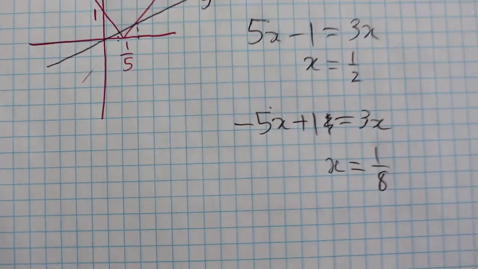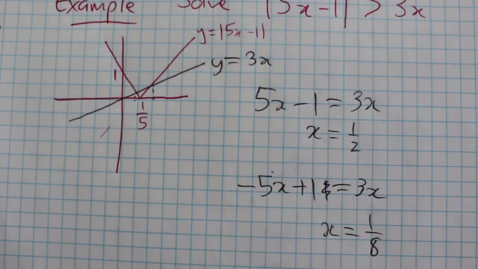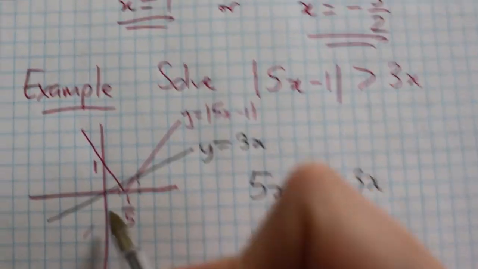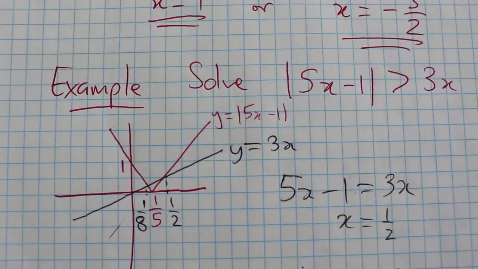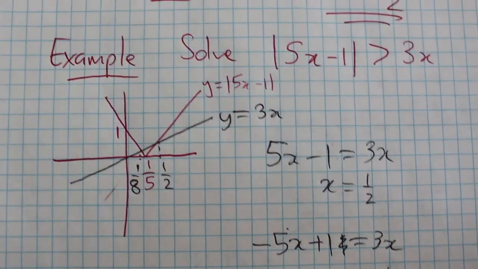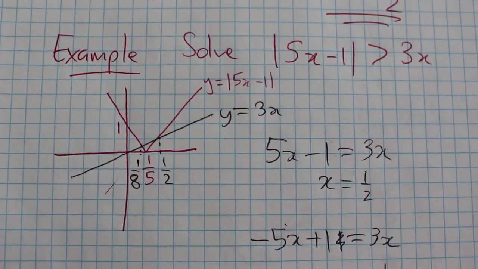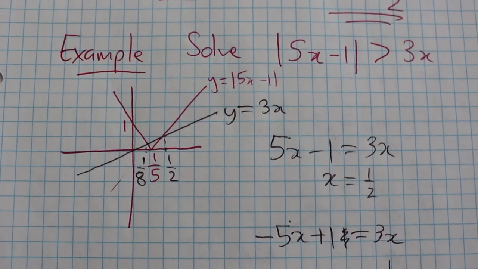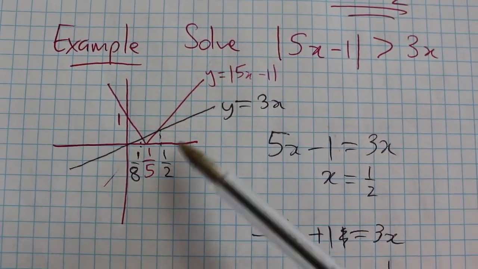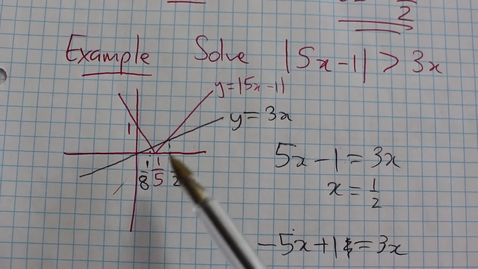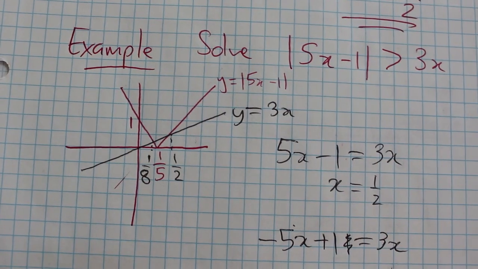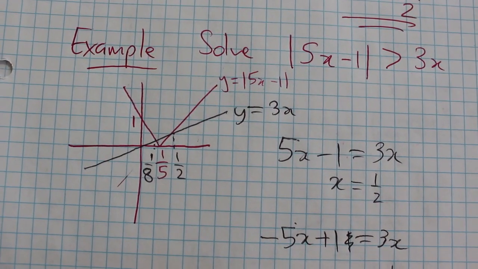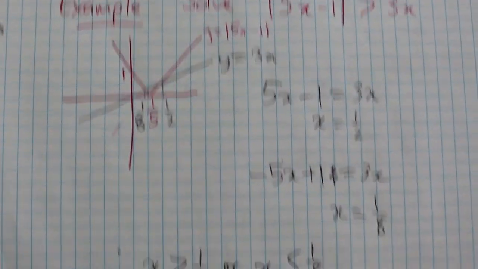Is that right? Yes. Okay, so we found this solution here is an eighth and this is a half. So we're interested in when the modulus of 5x minus 1 is greater than 3x. So we're interested in when the modulus graph in pink is above the black line y equals 3x. So the solution is x is greater than a half or x is less than 1/8.